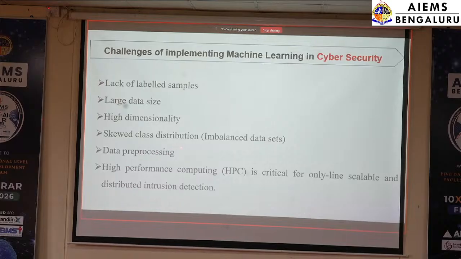And class imbalance in classification. What does it mean? When you take some data set, maybe 80% of the data belongs to positive and 20% belongs to negative. In that case, it's very difficult to go for classification. So these are the types of issues we have with data resources.